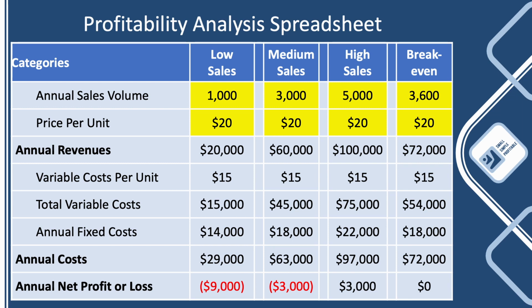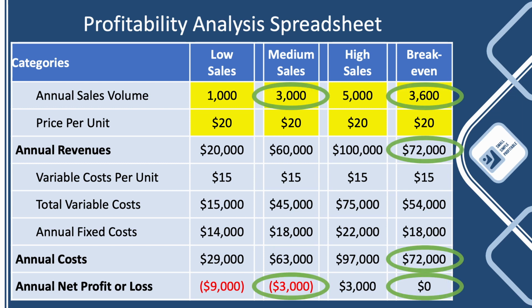Let me explain why. Here's what I see in this initial analysis. If you can achieve the level of sales that you said was pretty realistic, which is your medium sales column, you're still losing money. The medium sales column says that if you can sell 3,000 hours of language lessons in a year, you'll lose $3,000 for the year based on these current assumptions.